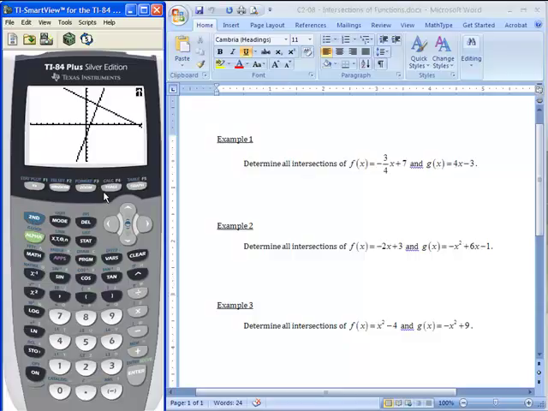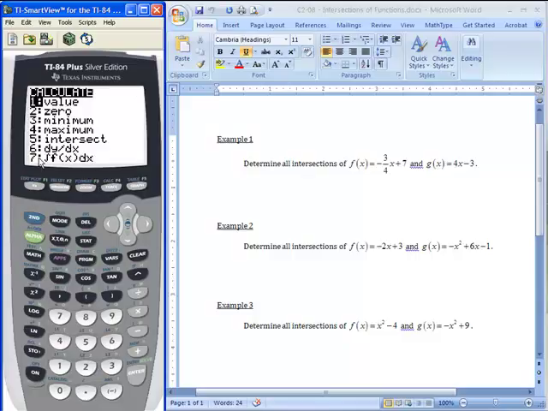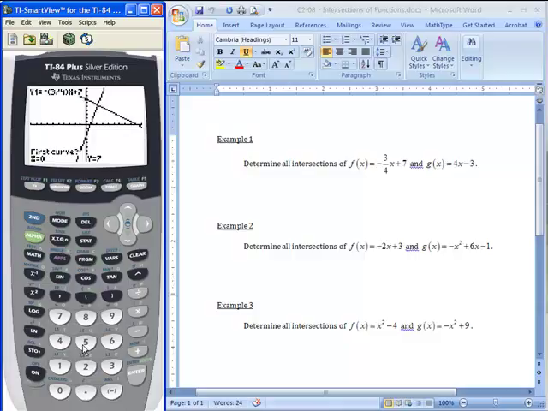We press second and the trace key, which has Calc above it in the same color as your second key. And we choose option 5, intersect. We're going to answer three questions: first curve, second curve, and guess. Since we only have two curves, we can just simply press enter for first curve and enter again for second curve. The calculator will automatically jump from one to the other. If we had more curves than that, we would have to make sure that we're choosing the right curves and potentially use the up and down cursor keys to select the proper curve.